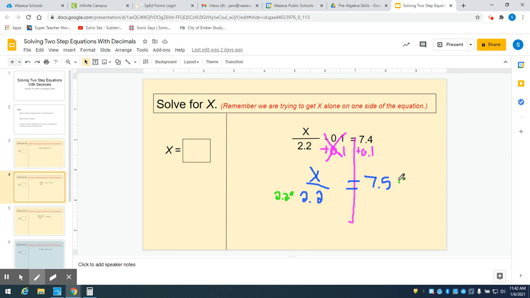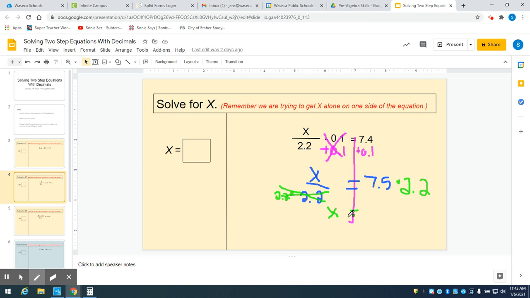That's pretty small, I'm sorry about that. So multiply both sides by 2.2. Do these cancel each other out? Does dividing by 2.2 and multiplying by 2.2 cancel it out? It does. Those cancel each other out. And now we're left with just x on this side.